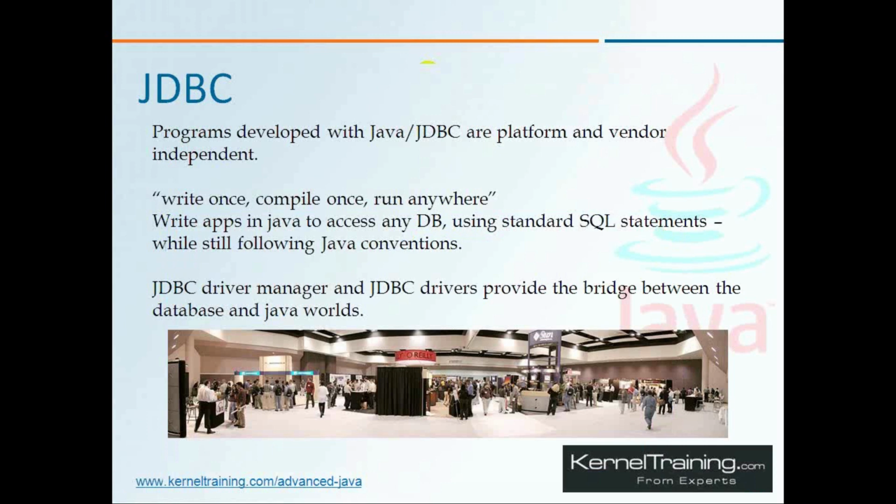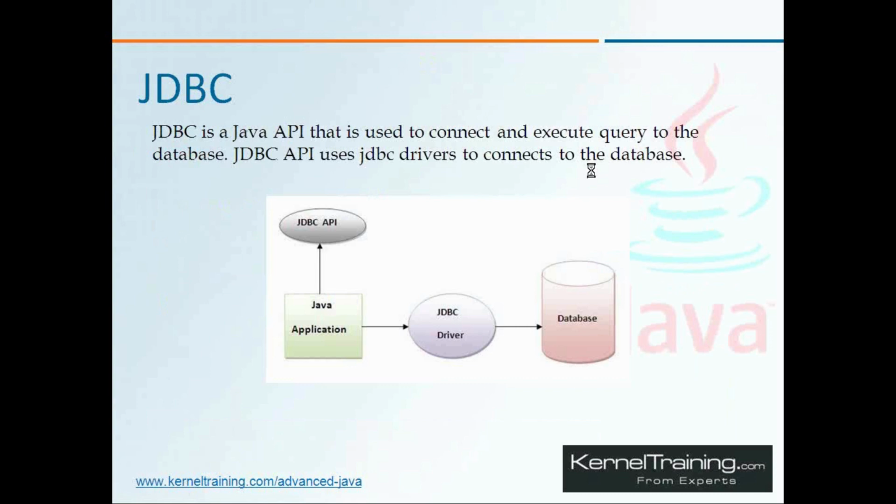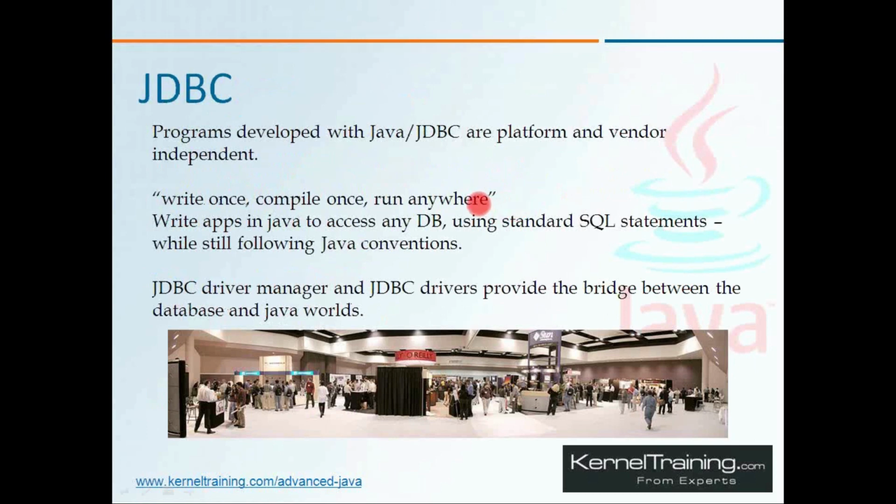What is the meaning of platform independency? Whatever application we design and develop on one platform, if we can run it on any number of other platforms, that is called platform independent. So what is it saying? Write once, compile once, you can run on any number of platforms. You can run on Linux, you can run on Unix, you can run on Solaris. Whatever the platform could be, you can run anywhere, right?